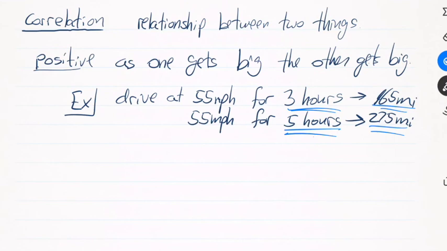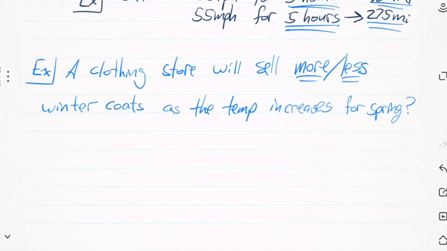So basically we're looking for what happens if I take one quantity and make it larger. Does the other one also get larger? So one way of looking at these to see if there's a positive or the other one being a negative correlation between two concepts is to keep in your mind this idea of more or less. So a clothing store will sell more or less, and this is our question, winter coats as the temperature increases. So one of the variables is increasing. So to keep this as a positive correlation, if the temperature is increasing, are the winter coats being sold more frequently or less frequently? And you basically just have to keep this really simplistic. If the temperature is increasing getting ready for spring, you would think most clothing stores would sell less.